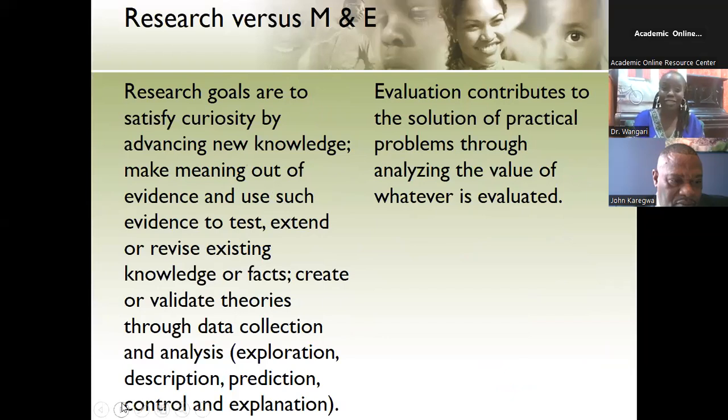Research exists to satisfy curiosity, advance new knowledge, make meaning out of evidence, and use such evidence to test, extend, or revise existing knowledge of facts. There are so many goals for research, but it is used to create or validate theories through data collection and analysis. So we can talk about the goals of research as exploration, description, prediction, control, and explanation of phenomena. So you see, this is a very distinct goal for research that's different from evaluation.